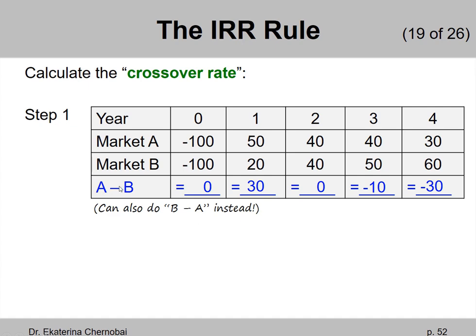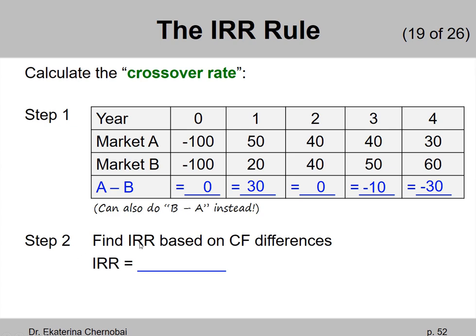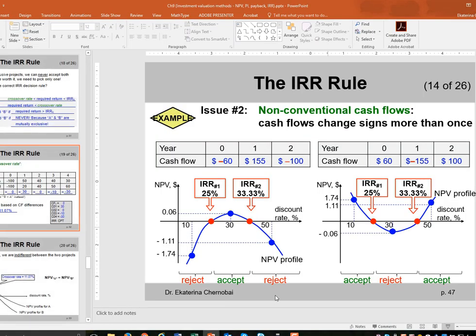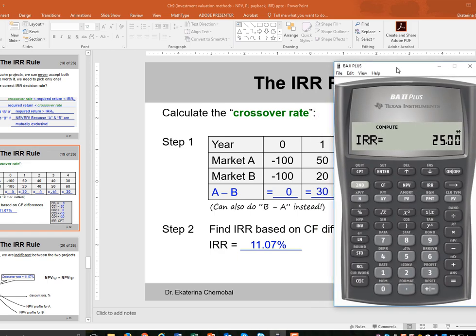Instead of doing A minus B, you can also do B minus A. The only change that you would see is that the signs would be flipped. So where you now have a positive value, you would have a negative value instead. But that's not going to affect our crossover rate calculation. So this is your step 1. Find the difference in the cash flows for the two projects, one year at a time. And be consistent, either do A minus B or B minus A. Step 2, find the IRR based on these calculated differences in the cash flows. So let's do that together. Okay, so what do we have?